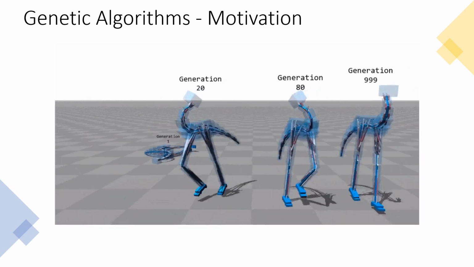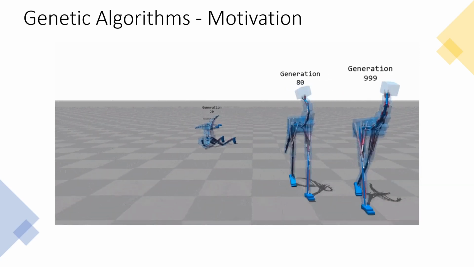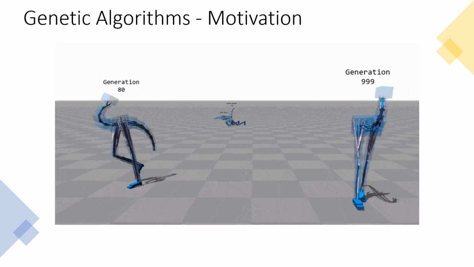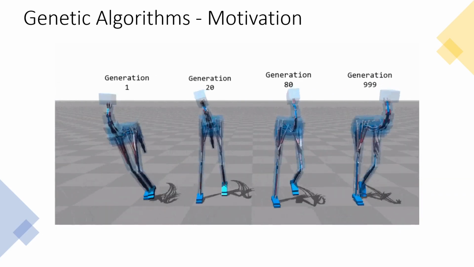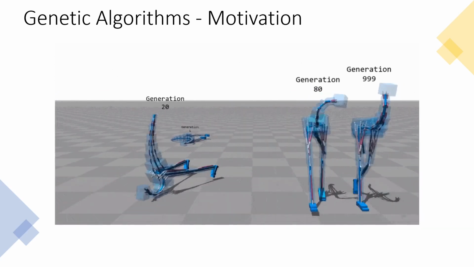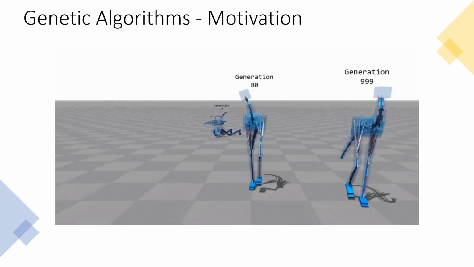So that's how genetic algorithms work. Basically, you create a generation. Each generation tries to do better than the previous generation. And the final generation is the survivor. That's the generation that solves your optimization problem.